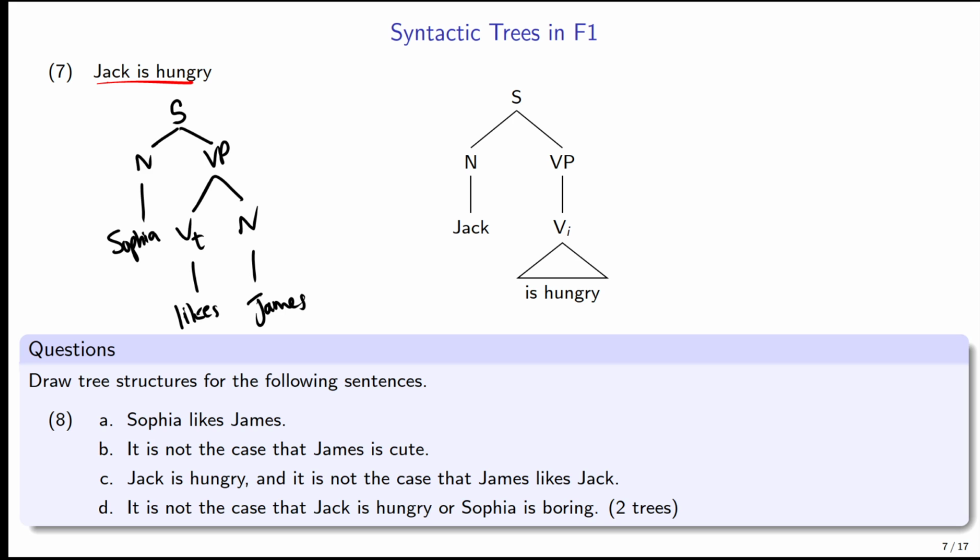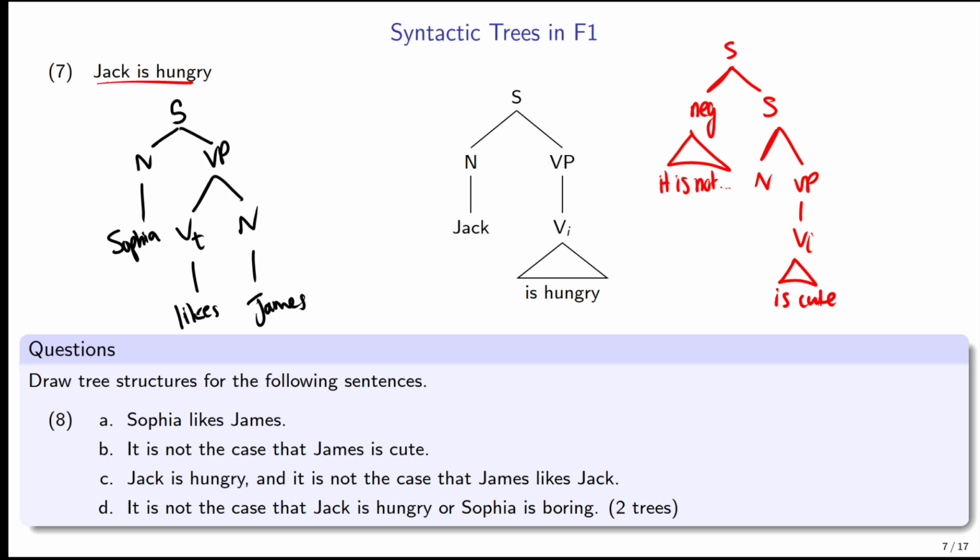B, it is not the case that James is cute. So we're going to have S going to a negation and another S. So negation is going to be, it is not the case that, and then James is cute will be our second S. So this will be a noun and a verb phrase. And is cute is going to be an intransitive verb consisting of both words, is cute. So this would be our syntactic structure for it is not the case that James is cute.